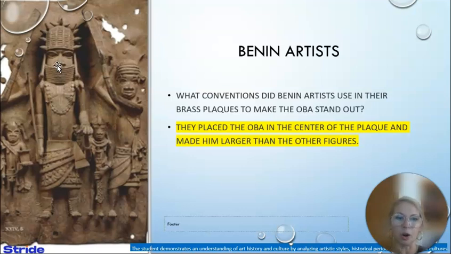So Benin art is known for its bronze and ivory sculptures, which are considered some of the most celebrated art traditions in history. The art of Benin is also known for its use of symbols, such as animals, to represent the power of the king.